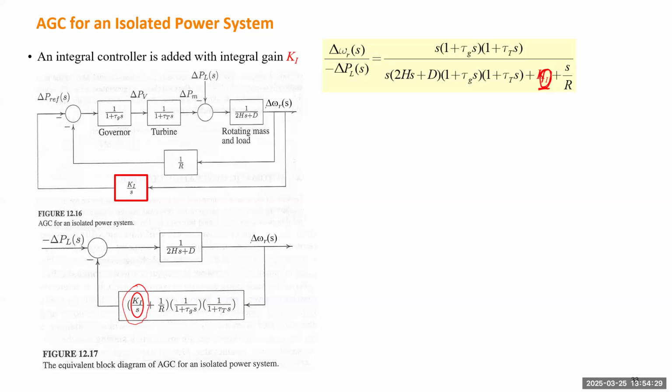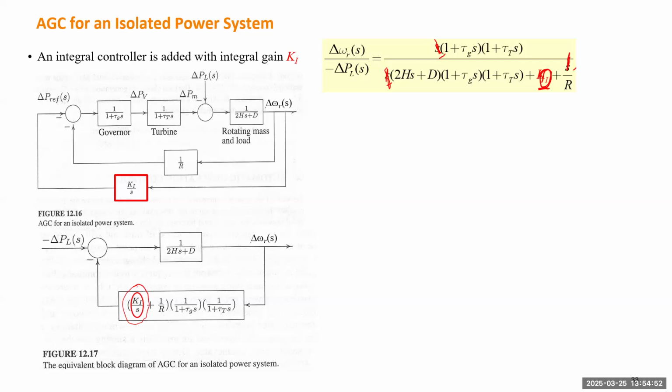this s and this s will be canceled. So you can just eliminate this s, eliminate this s, and this one will become 1. And then when you plug in 0 for s for infinite time, this one has to be non-zero. This one cannot be 0.